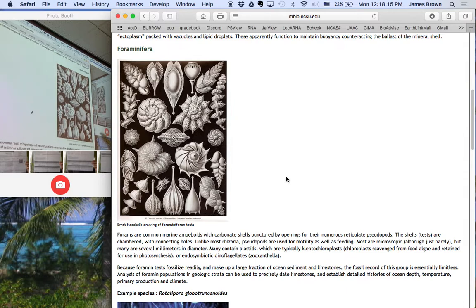The shells have chambers, and as the creature grows, it adds more chambers. It uses pseudopods for motility. They're microscopic, but they're just kind of on the edge. If you look closely, you can see them if you filter some water or look at some sediment. Many of them have kleptoplasts, meaning that they nab a cyanobacterium or eukaryotic algae and keep the plastids for an extended period of time in the cytoplasm.